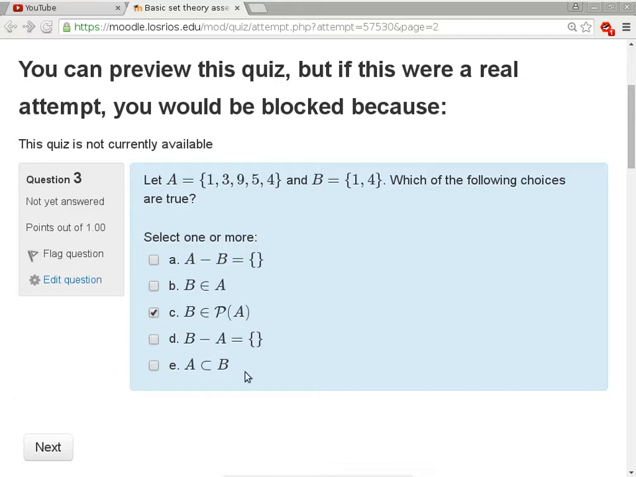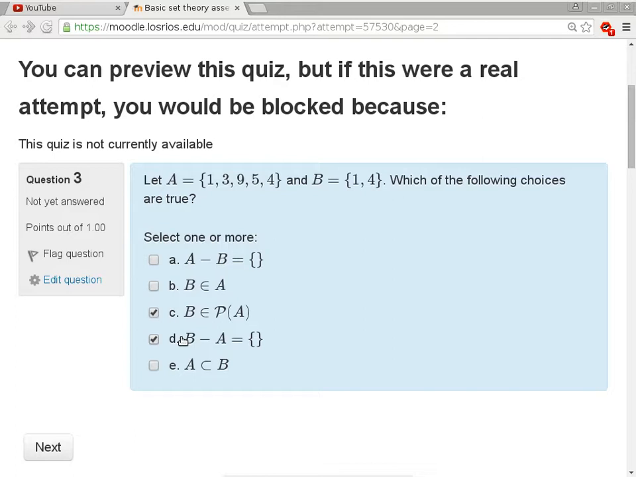All right. B minus A is an empty set. There are no elements in B that I cannot find in A. That is true. A is a proper subset of B. That is not true. So in this case, C and D are the correct answers.